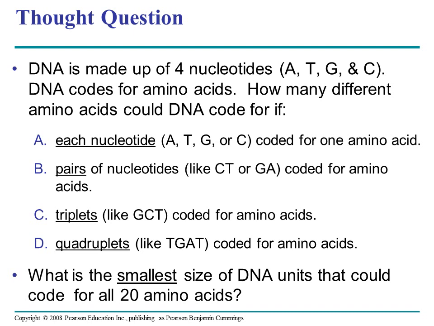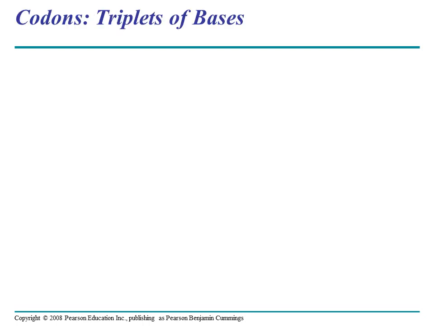Well, obviously the answer to part A is 4. If you only have 4 letters and it takes 1 letter to code for an amino acid, you could only code for 4 amino acids. Now, what if we used pairs of nucleotides? Here, the answer is 4 times 4, or 16.